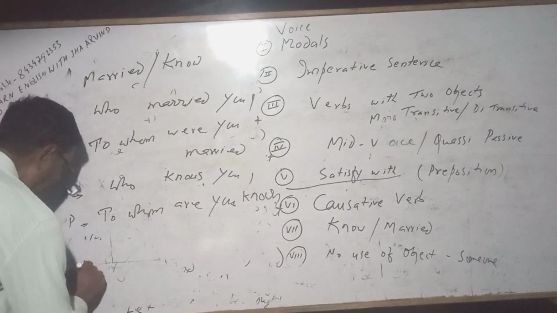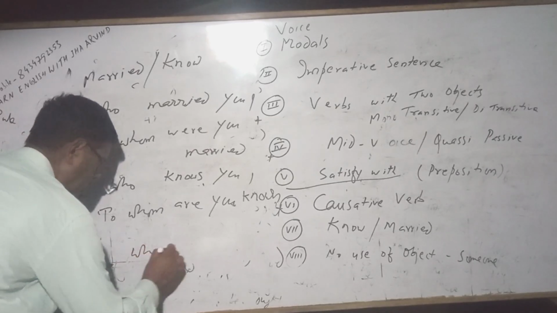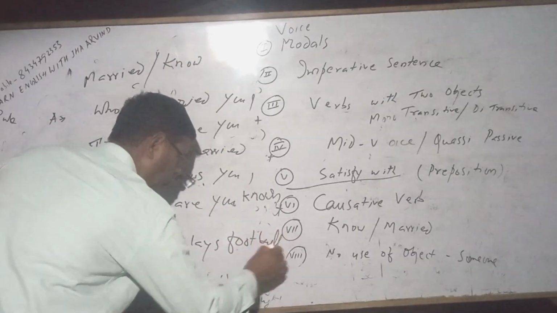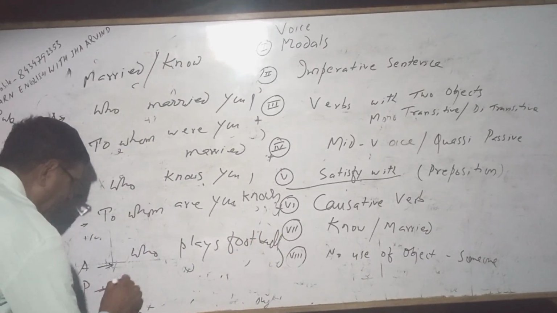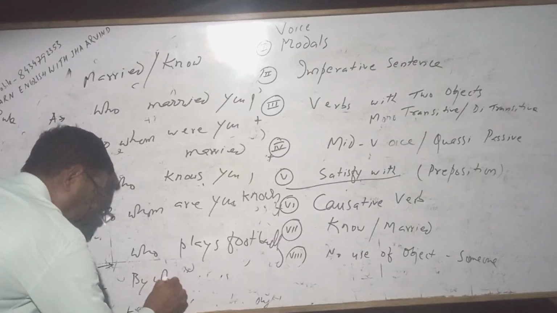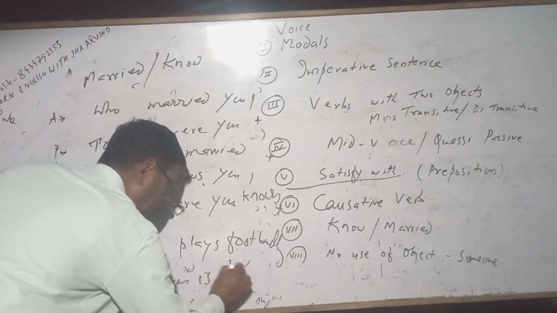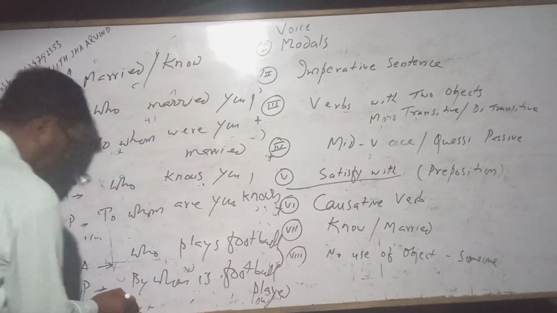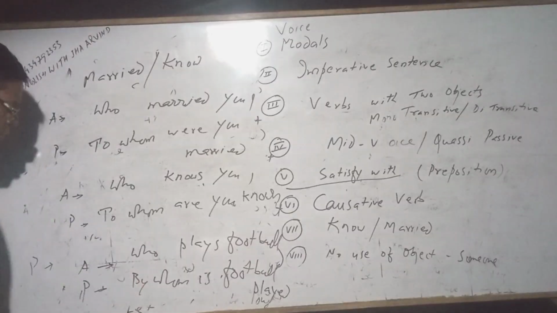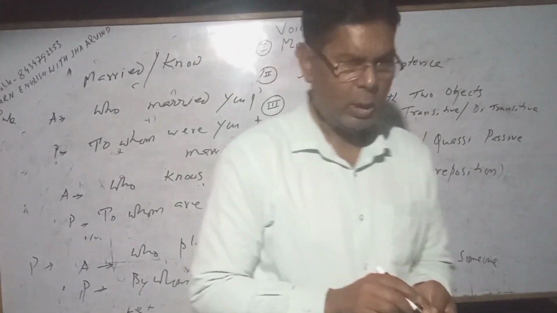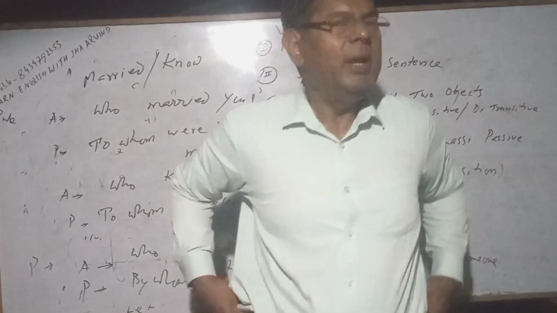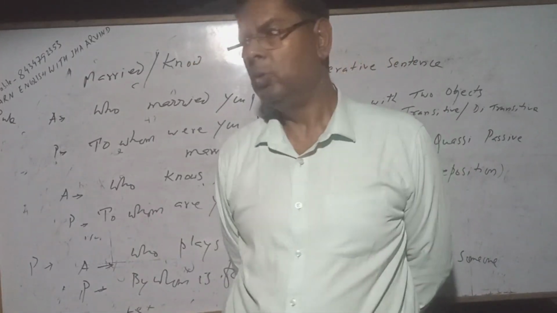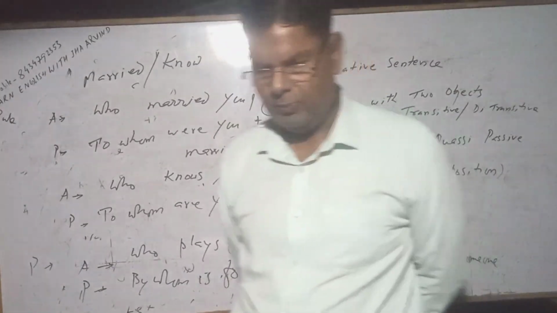For example, look here. Who plays football? How will you do? Passive. Don't use to in the beginning. By whom is football played? Look here. The verb is played, it will not take to in the beginning. The same way, who has done it? By whom has it been done? Who taught you? By whom were you taught? So in this way we can do it.